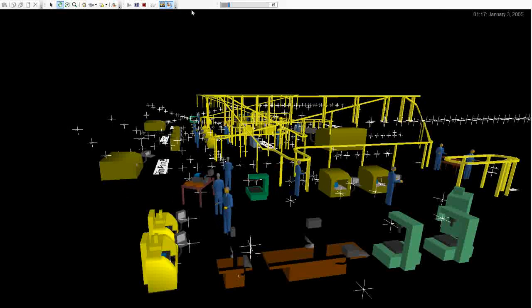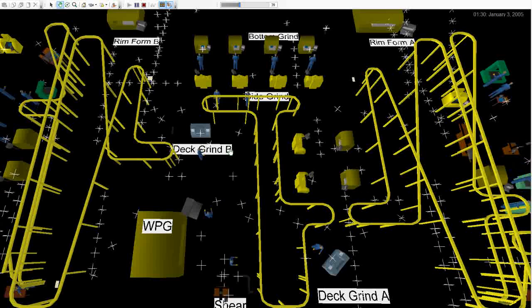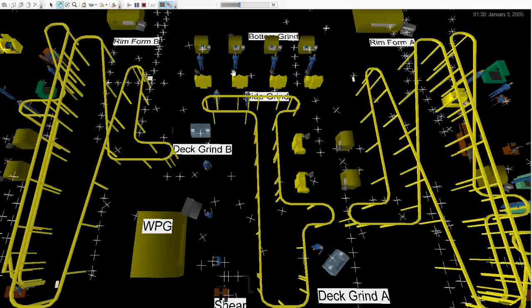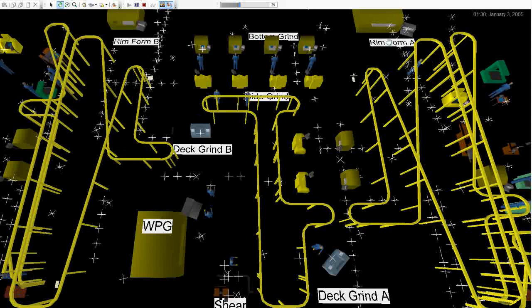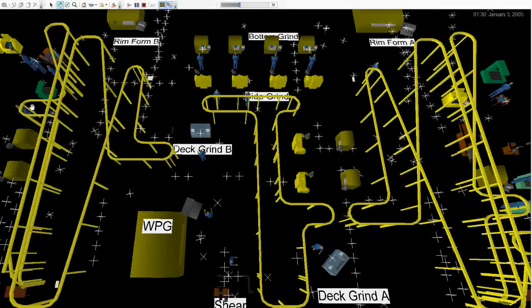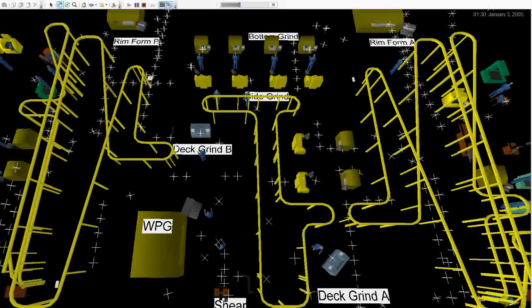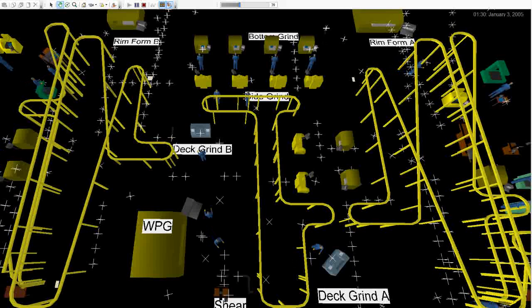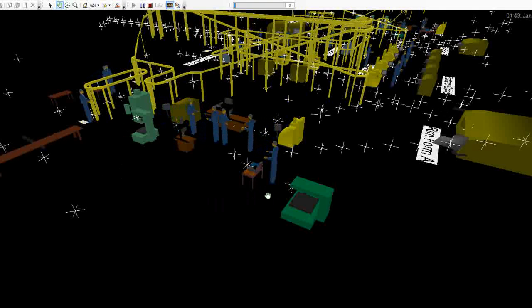So this area here, this is an overhead view of the entire part of the facility. You've got some rim forming and some grinding here, some bottom grinding, some more rim forming. And then over here on the left-hand side, you've got some machining operations going on. And you have quite a few operators over there. Gives you a little different view here of the machining area and how the operators interact with the machines and their equipment.